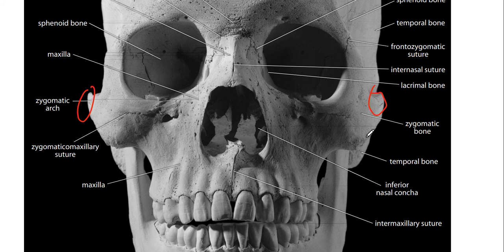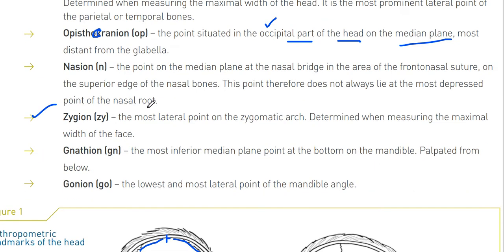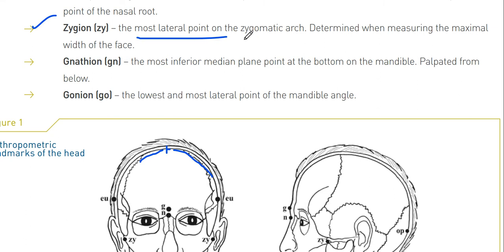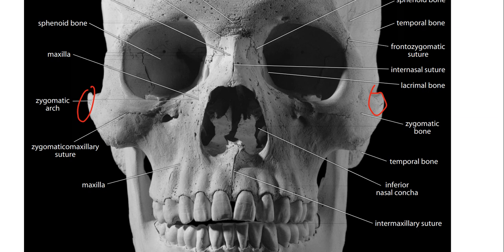Fine. The most posterior point on the zygomatic arch or the zygomatic bone. Now these two are again different. If you have no clarity regarding that, then again refer back to the osteological documents that I've shared. The zygion is identified as the most lateral point on the zygomatic arch, determined when measuring the maximal width of the face. Now again, for every facial form we have different location of this most posterior point.